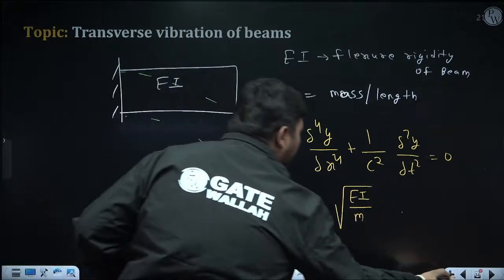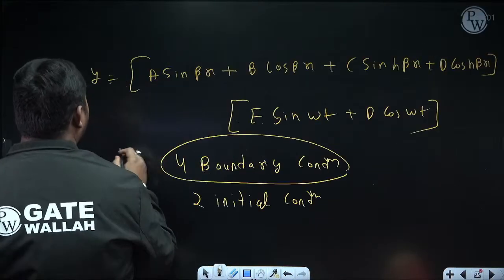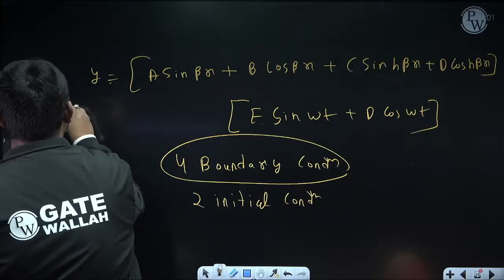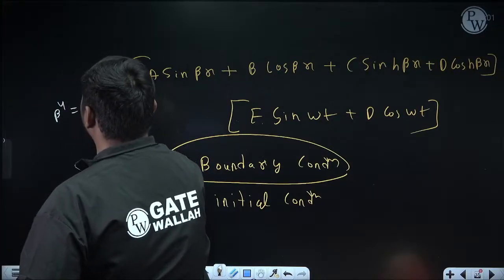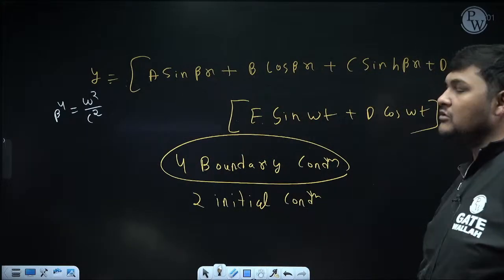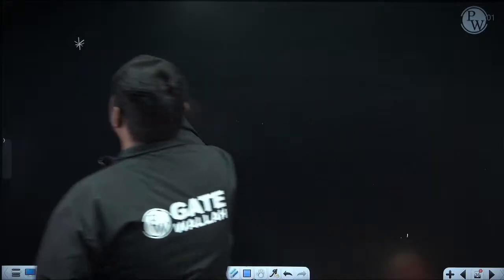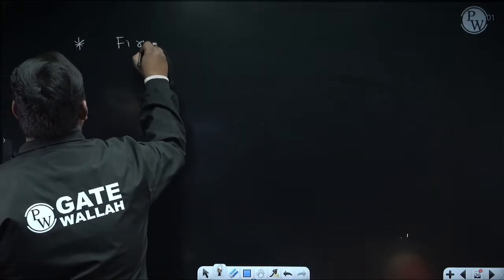Before that, one more important equation. What is beta here? Here beta, you remember like this, beta to the power 4 is omega square by c square. Okay, so if you know beta, you can calculate omega also. Now, first I am writing boundary conditions for a fixed beam.